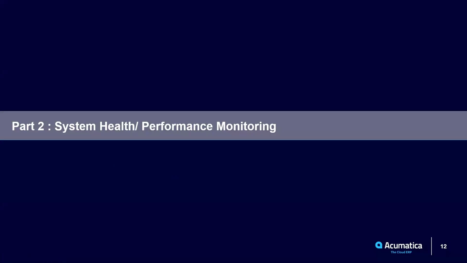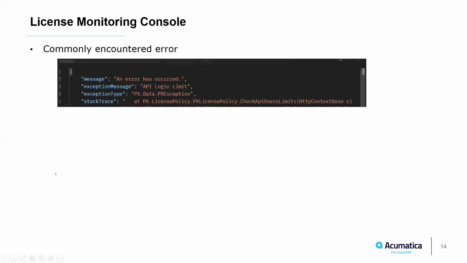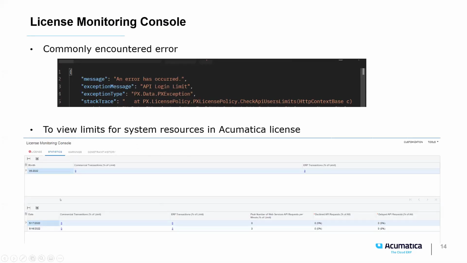Let's now talk about some tools which are highly used in performance monitoring. The first tool which I want to talk about is the license monitoring console. So if you work with Acumatica REST APIs, you might have come across the API login limit exceeded error, which looks something like this. And in case of such an error, we might need to review the license restrictions which have been applied on the Acumatica instance. And that can be done by using the license monitoring console screen, which looks like this.